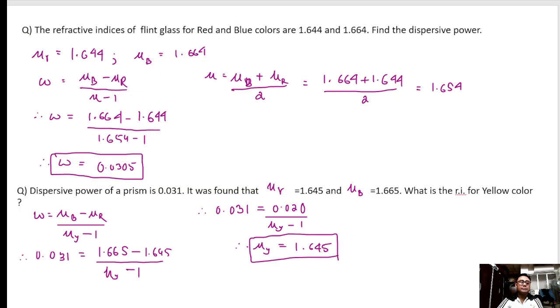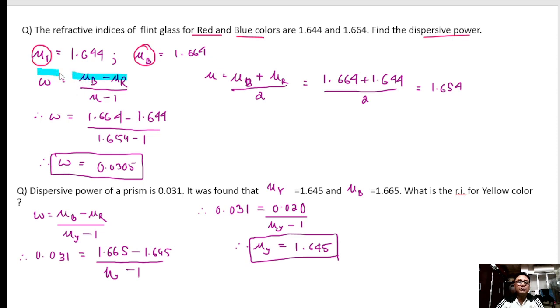Next, refractive index of flint glass for red and blue colors. Okay, for the red and for the blue, the refractive indexes are given. Find the dispersive power. So dispersive power is omega. As you know, omega is equal to mu b minus mu r by mu minus 1. Please note the formula here.